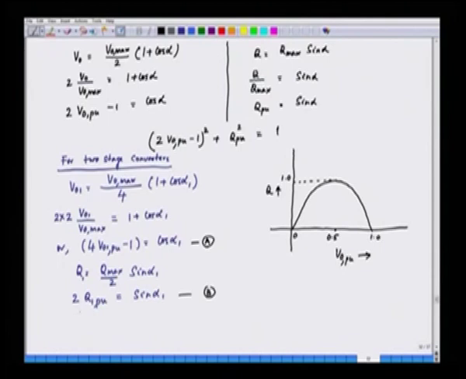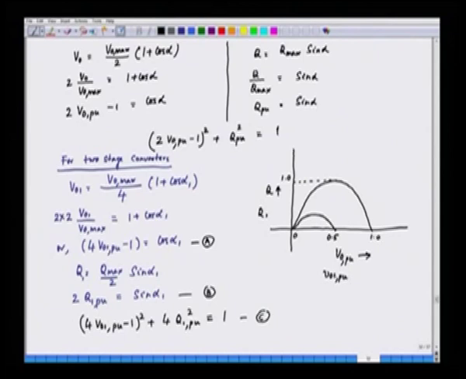So, we can say that 4 V naught 1 per unit minus 1 whole square plus 4 Q 1 per unit square, that is equal to 1. So, this is the plot we have, and if we also plot in this case V naught 1 per unit and this is Q 1 here, what is the plot here? This plot will be like this. This is basically the equation C here, and the equation C will have a plot like this.